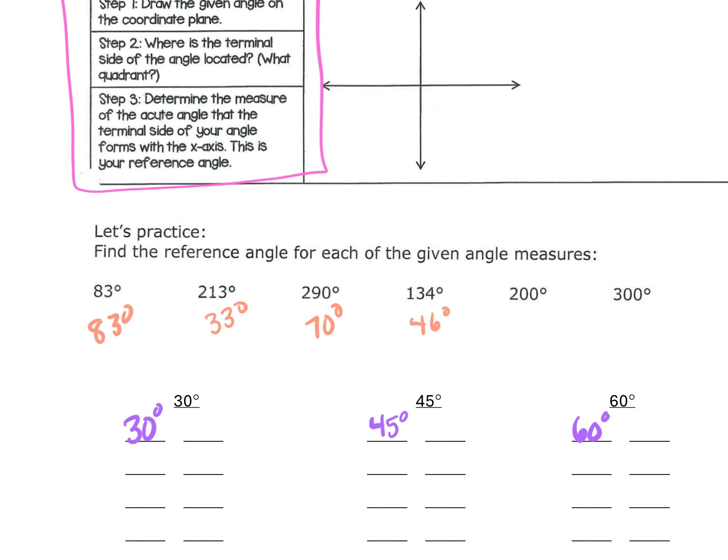Okay? All right, for the 200 degrees, Talia? 20 degrees. Yep, 20 degrees, good. Essentially saying 20 more degrees from that x-axis on the left-hand side, right? And for 300 degrees, we're doing 360 minus the 300, so we get 60 degrees. Okay?